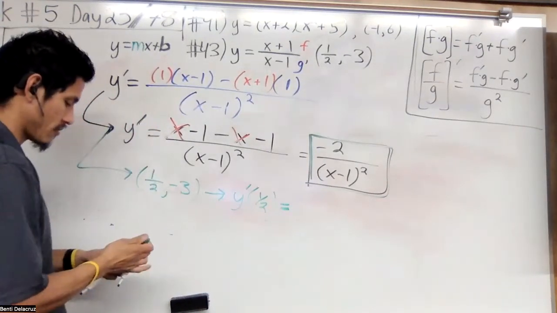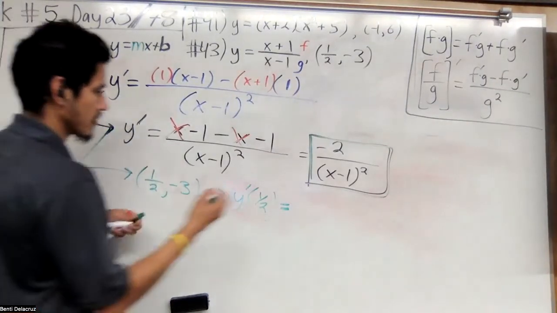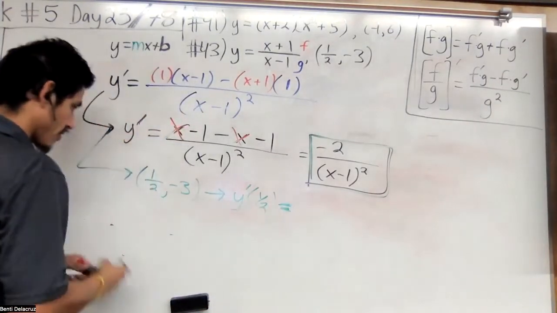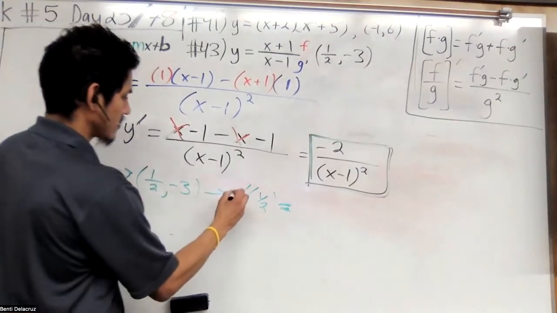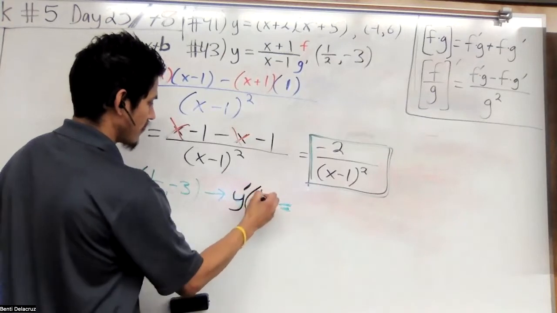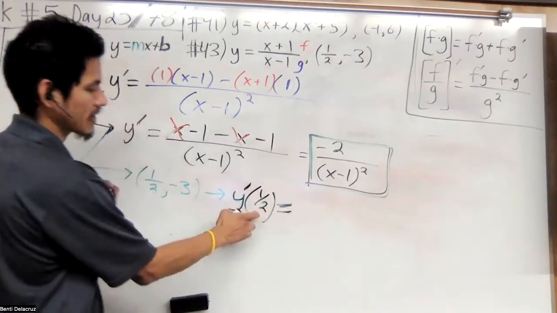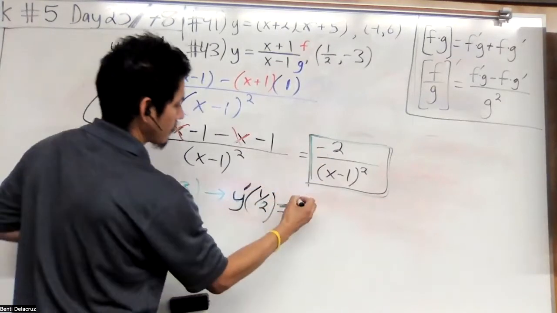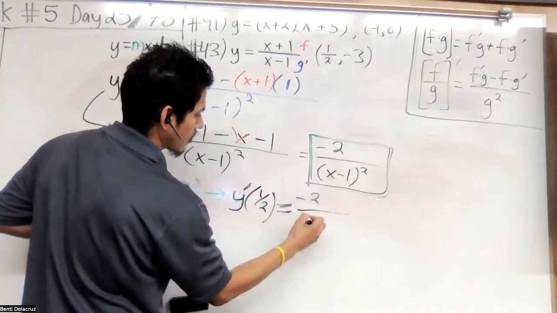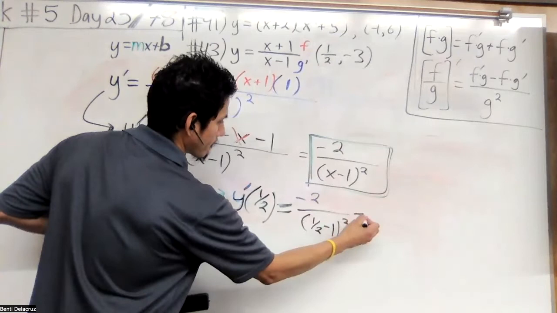And I'm actually going to go away from this green because it looks like it's not strong enough. Maybe this green works. Nope, that green does not work either. So I'm going to abandon the green completely. We revert back to my solid black. So what's the derivative when x is 1/2? Y prime of 1/2. So we just plug 1/2 into here. So -2 all over 1/2 minus 1 squared.